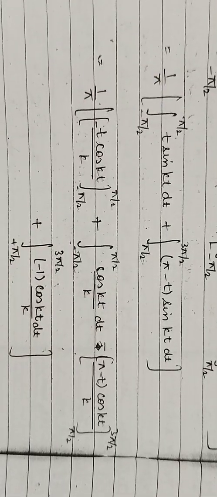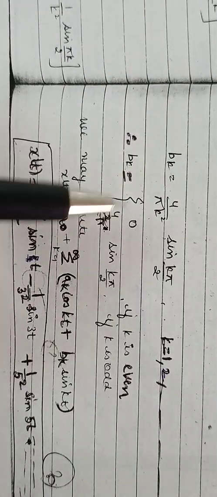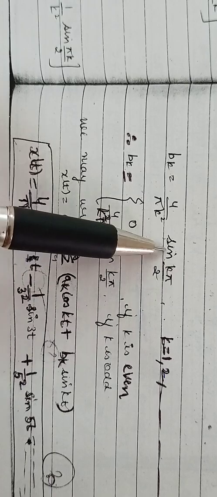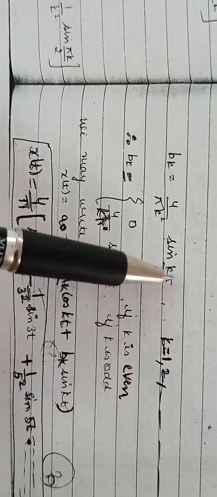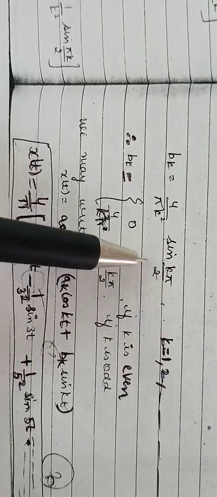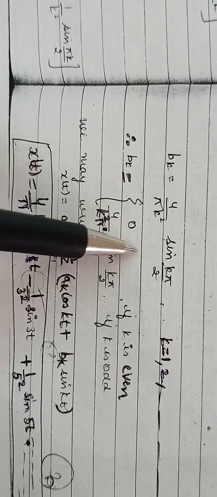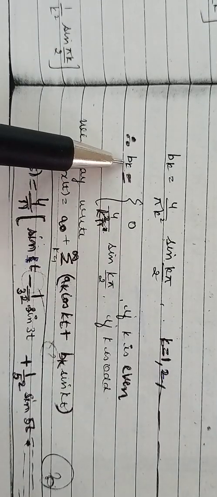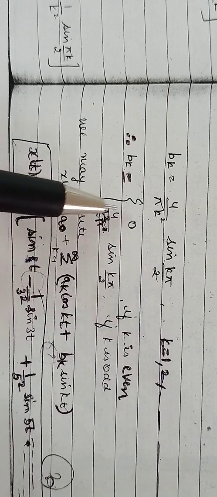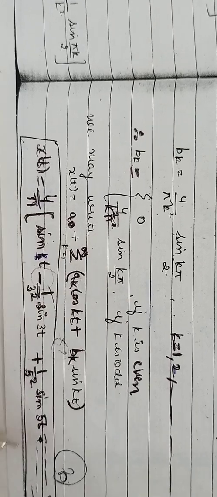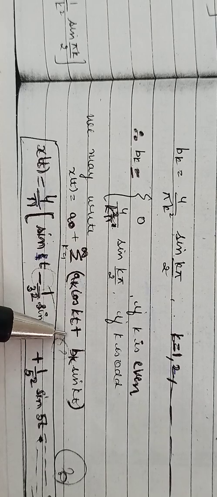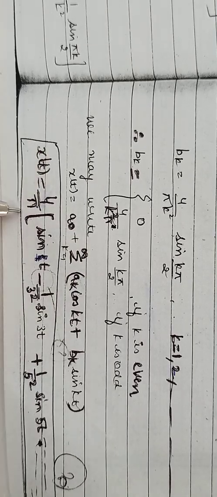Now you can substitute the limits and simplify to get the value of bk, which is given by 4 upon pi k square into sin k pi by 2. Now we can see that if k is even, this will become sin pi, 2 pi, 3 pi, 4 pi and so on, which will be 0. And if k is odd, the Fourier coefficient bk is 4 upon pi k square into sin k pi by 2. Now we have obtained all the Fourier coefficients. We can substitute these coefficients in our Fourier series to get the value of the function x.